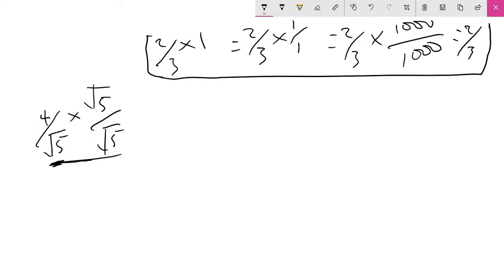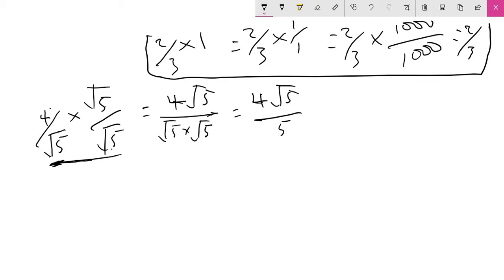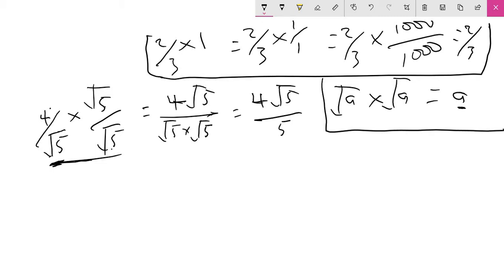So you realize that we can multiply the numerators and the denominators. So 4 times root 5 gives 4 root 5. Root 5 times root 5. Now whenever you have this, it's the same as 4 root 5 divided by 5. Yes, you should know that the root of any number times itself is equal to that number. Very important.